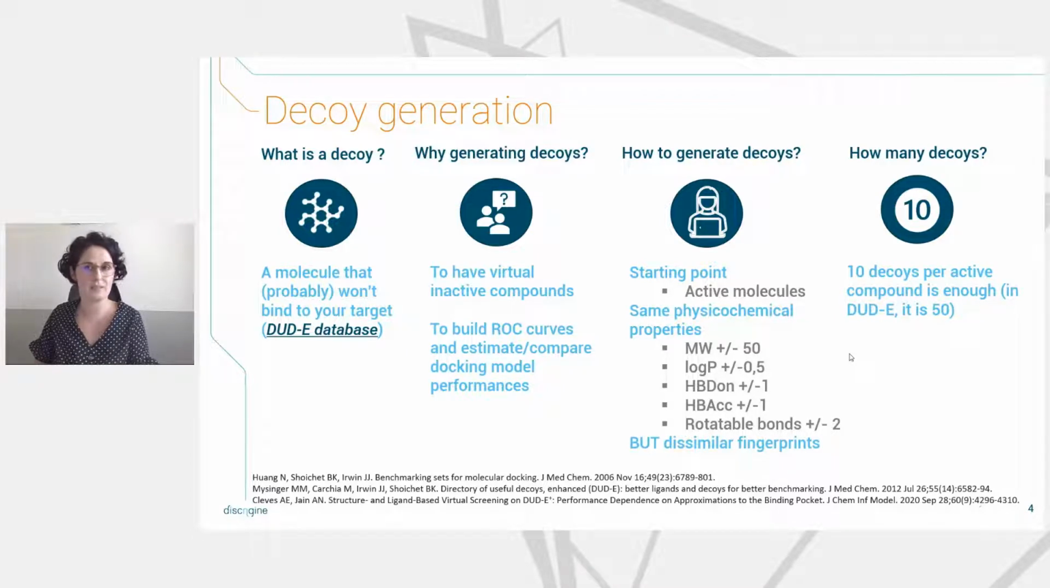So how many decoys do you need to generate for your ROC curves? Ten decoys per active should be enough. In DUD-E, it's 50, but in a recent paper that I put here at the bottom of the slide, they compare 2 different decoy set sizes, one active for 64 decoys or one active for 6 decoys, and there is no meaningful difference in the ROC curve generation.